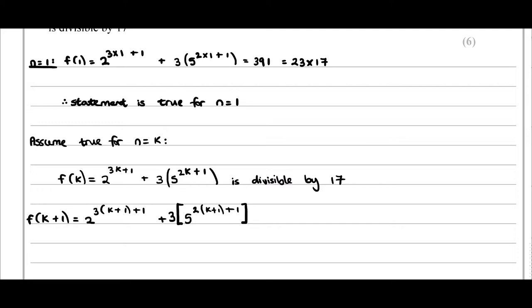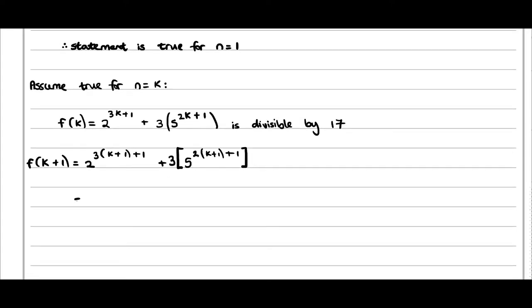So with that being said, when we simplify all this, we want to end up with something that looks like this. In other words, we want a result where we have 2 to the power of 3k plus 1 plus 5 to the power of 2k plus 1. Of course, the numbers in front of those terms might be a bit different. So on the top, we have 2 to the power of 3k plus 3 plus 1. And here, we have 3 lots of 5 to the power of 2k plus 2 plus 1. And all this we can simplify.